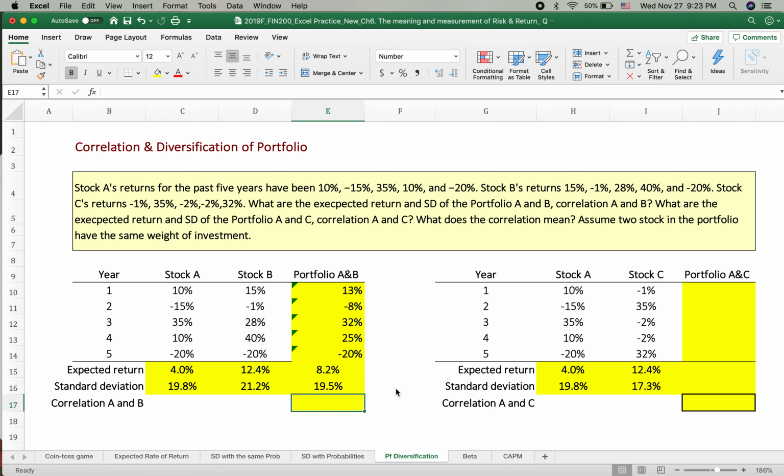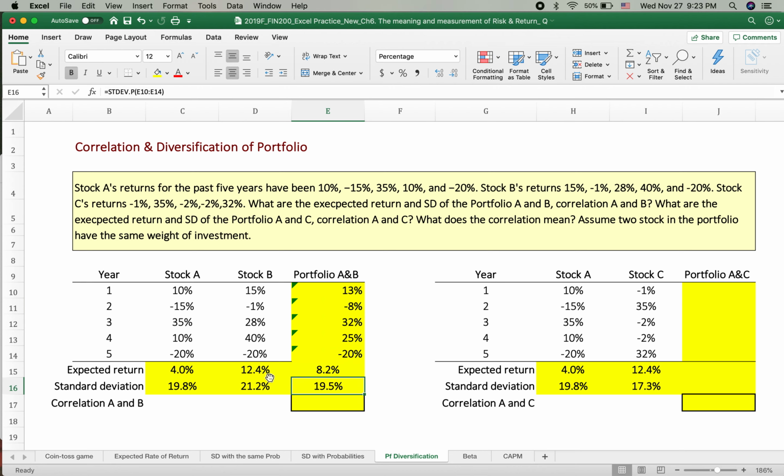Do you see the 19.5% standard deviation still around 20%? The reason why we want to construct the portfolio A and B is for diversification, right? But there's no diversification effect. The diversification effect should give a huge drop in the standard deviation. We want to reduce the risk. We want to reduce instability. We want to reduce the deviation, uncertainty. But there is no effect on the portfolio.